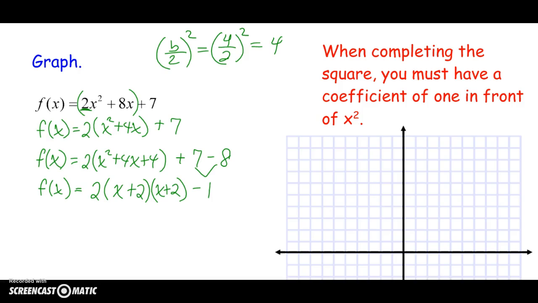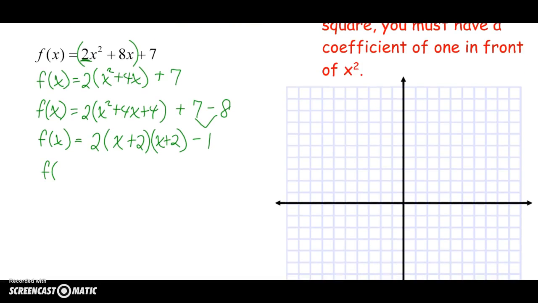Now, normally, we don't write the equation like this. Every time you complete the square, you're going to get a perfect square here, and it's going to be x plus 2 squared minus 1. So graphing this is not too bad, because when you go to graph, I can see, because I'm in standard form now, that the vertex is going to be negative 2 comma negative 1.